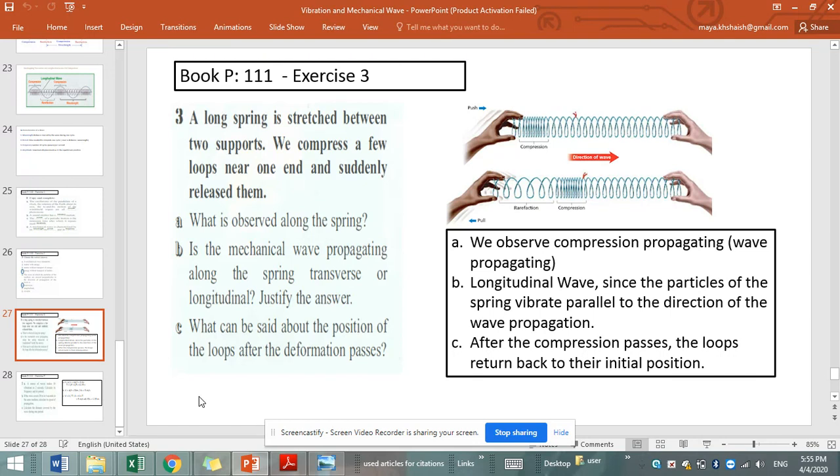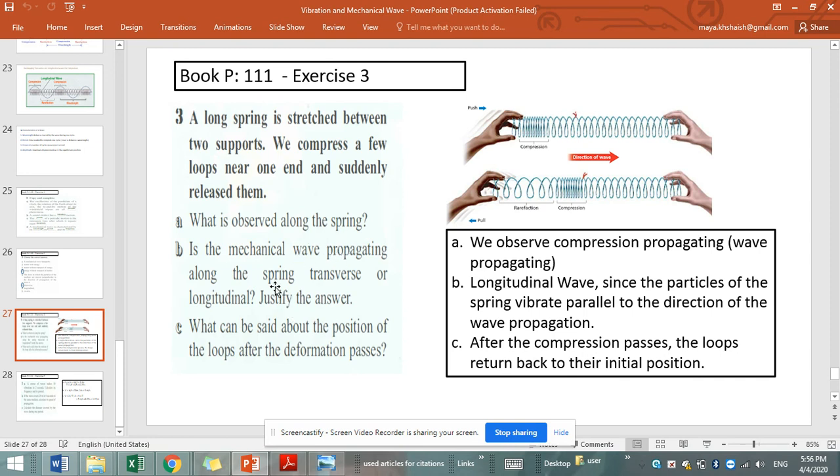Exercise 3, book page 111, a long spring is stretched between two supports. We compress a few loops near one end and suddenly release them. So as shown in this figure, we made a compression at one end and then released them. What do you observe along the spring? We observe compression propagating, which is the wave itself.